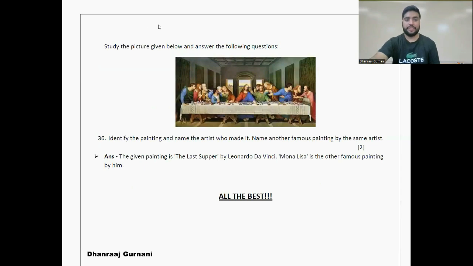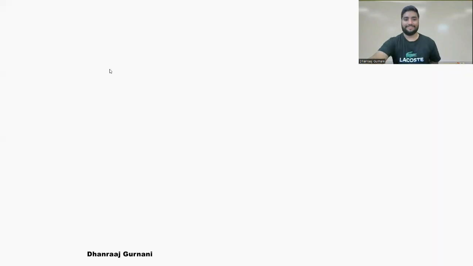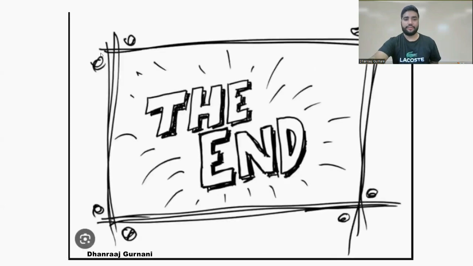And lastly, picture study. One picture study, but more than one can come. You've already done Copernicus, you've already done William Shakespeare picture studies. This is also a famous one. Identify the painting and name the artist, and name some other works of his. The given painting is The Last Supper, a very famous painting by Da Vinci. You've done Da Vinci's picture study also, Leonardo da Vinci. Other famous paintings by him are obviously the Mona Lisa, which was also there in the above pictures. This brings us to the end of the Renaissance chapter.